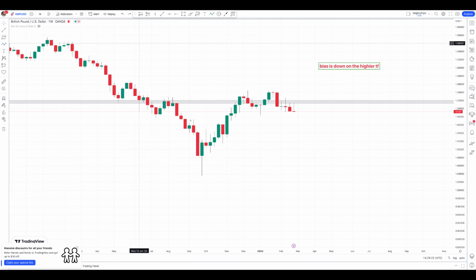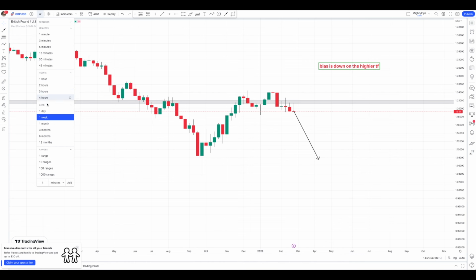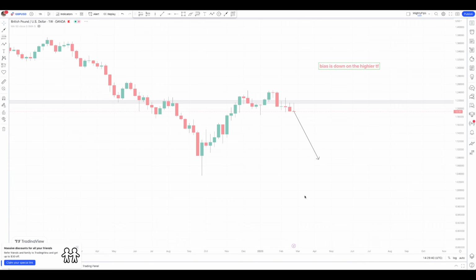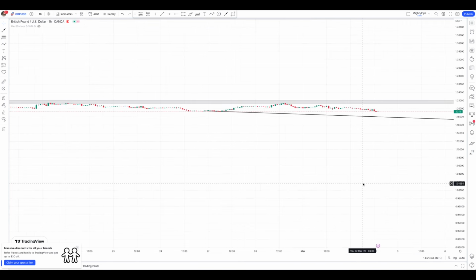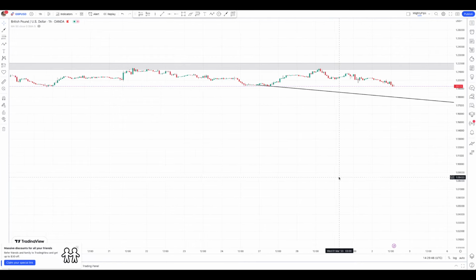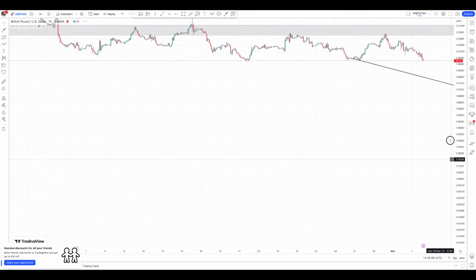Just give me a moment. Our bias is down like this. Okay, so you come down to, depending on whether you want to day trade or you want to scalp. Like if you want to day trade, you come down to the 1 hour chart, knowing that your bias is down. Okay, this is price action with no indicators.